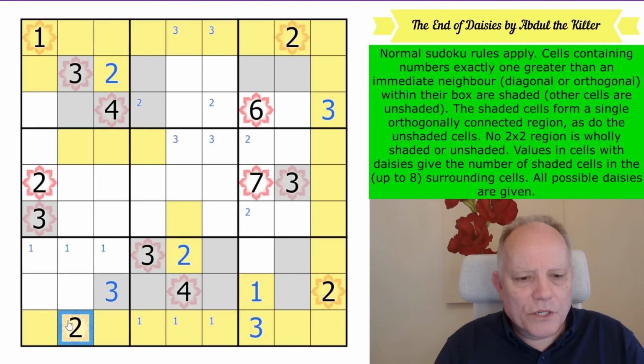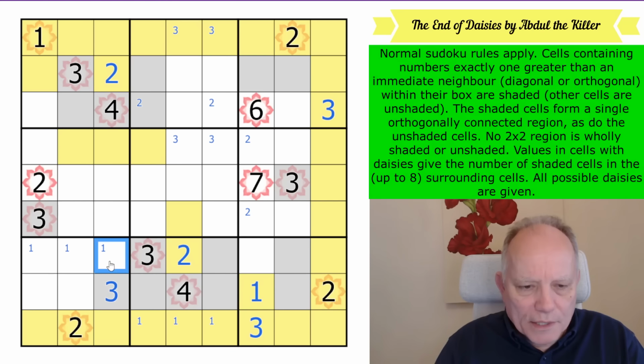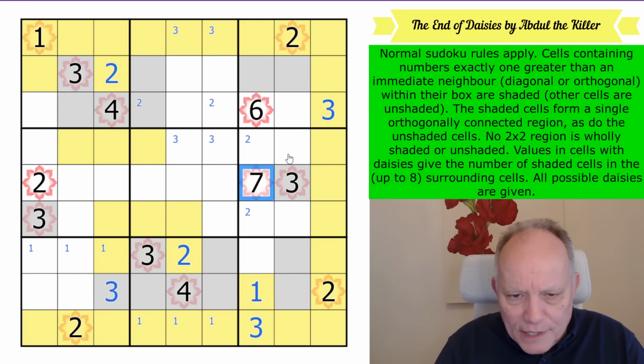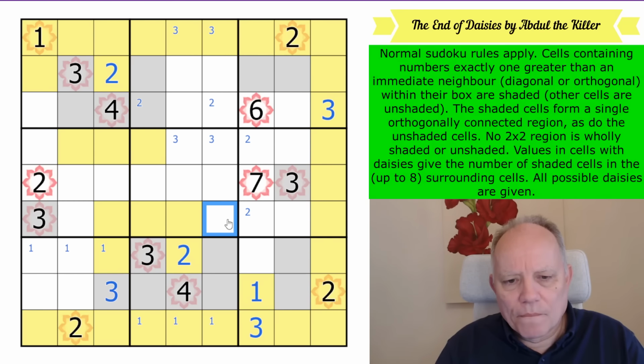Now, this 2 needs another grey cell, but it could be in either place. This 4 has done its job. That 3 has now got all its greys, so those go yellow. This hasn't got any. This 7, I thought this was going to be a starting point. This is a huge number. 7 greys around in these 8 cells. Okay, the one that isn't won't be in a corner. It'll be orthogonally touching the 7. Therefore, I can colour all of these grey.